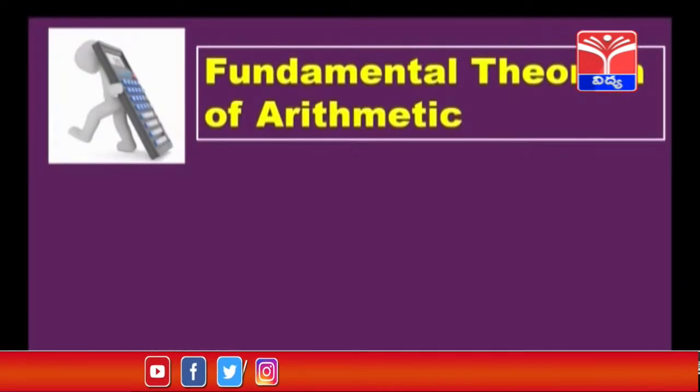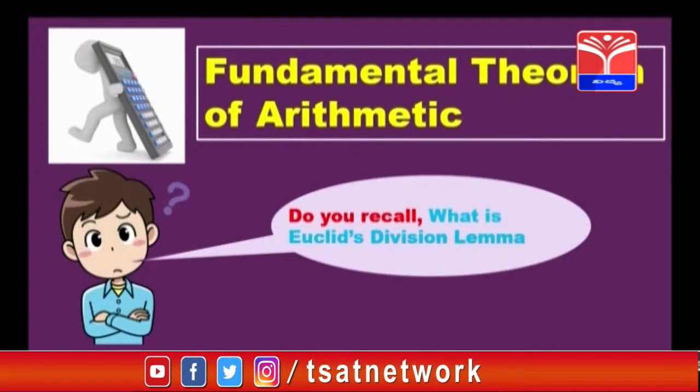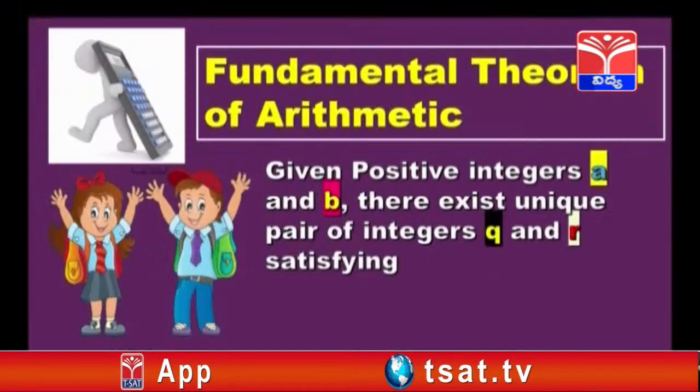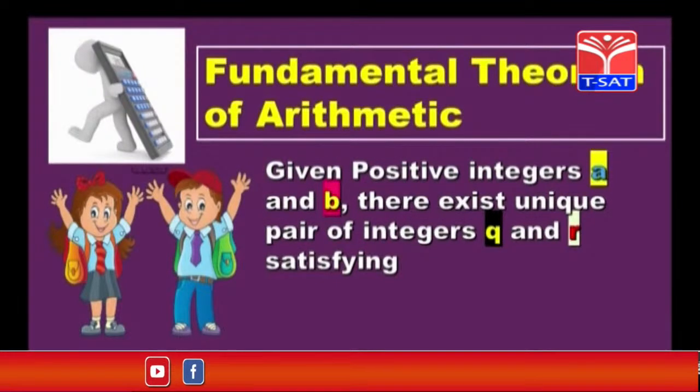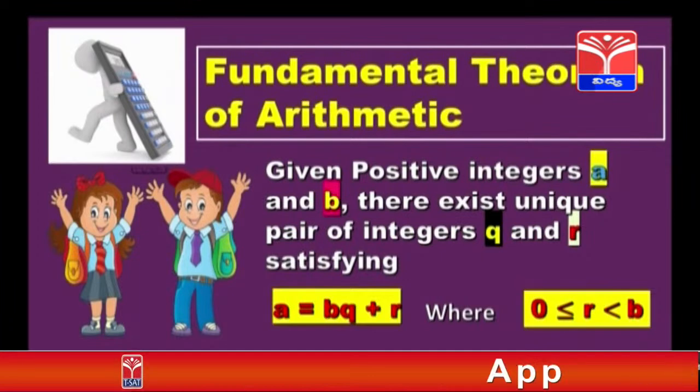Now let us see the fundamental theorem of arithmetic. Before going to it, do you recall what Euclid's division lemma is, which we studied in the previous class? Yes: given positive integers a and b, there exists a unique pair of integers q and r satisfying a = bq + r, where 0 ≤ r < b. This is Euclid's division lemma which we studied in the previous class.